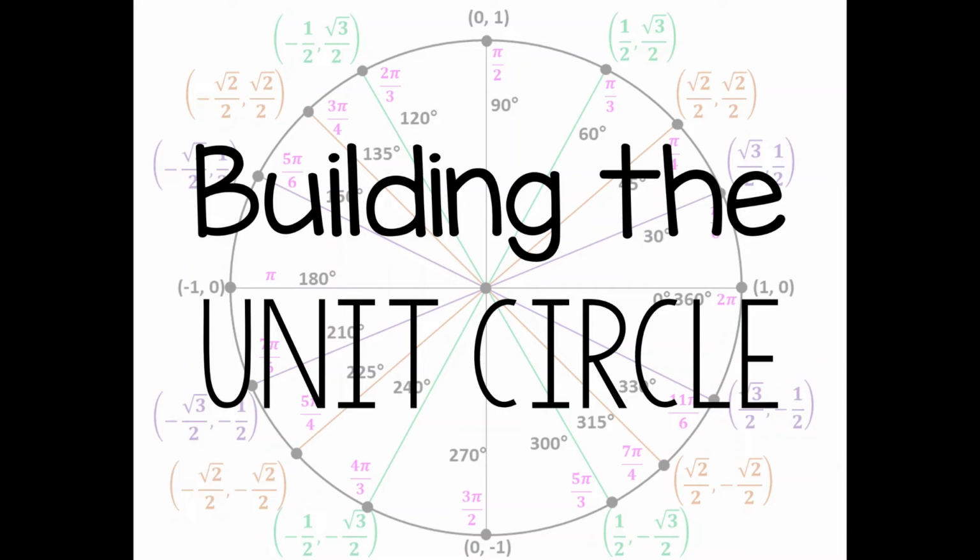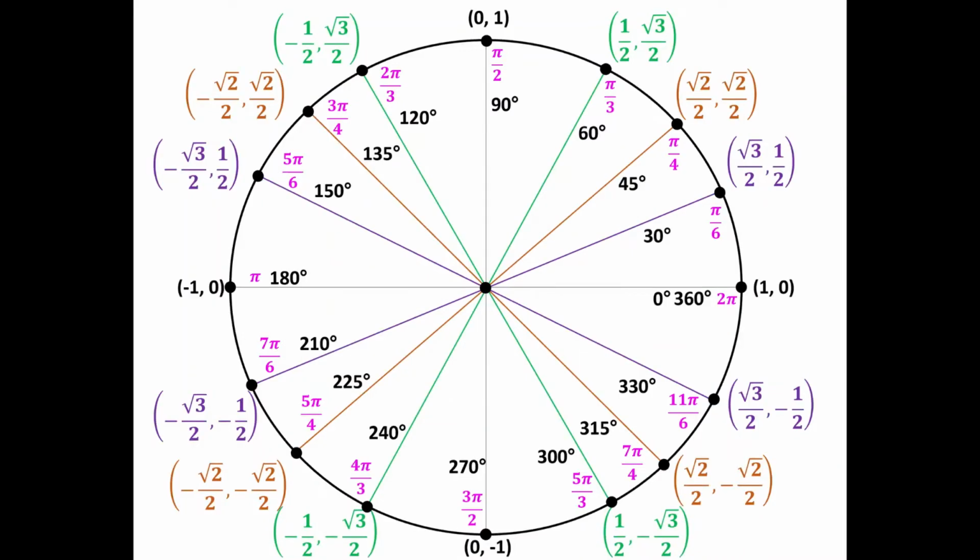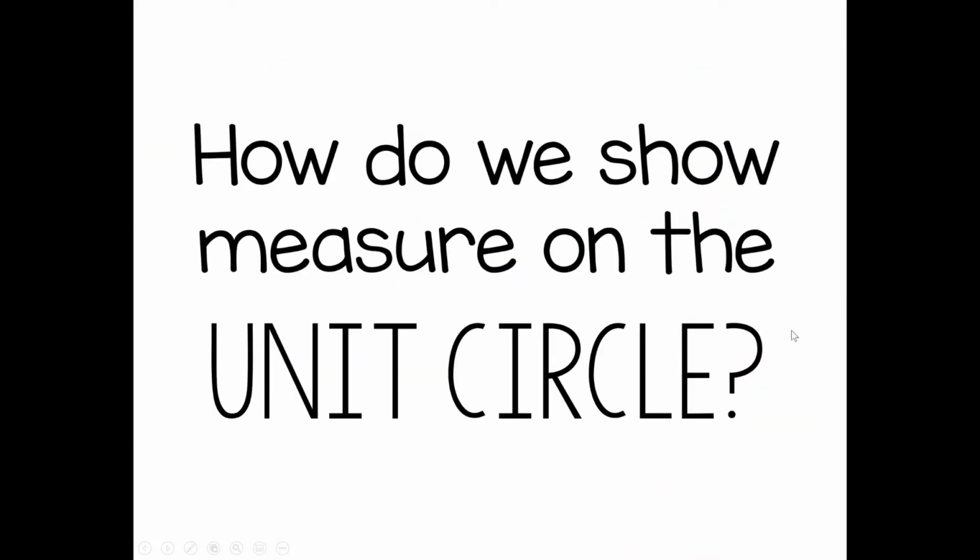In today's lesson, we're going to build the unit circle, and I'm going to show you how all of these parts come to be on this unit circle. We've got degree measures, radian measures, and we've got coordinates on this unit circle. So first, how do we show measure on the unit circle?